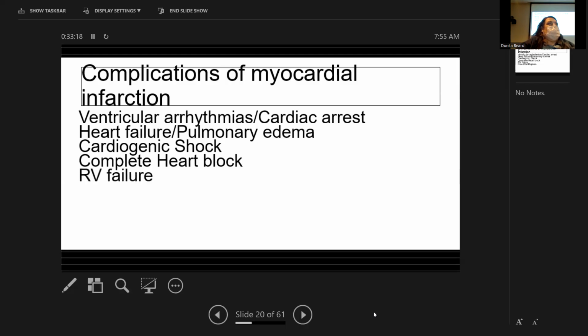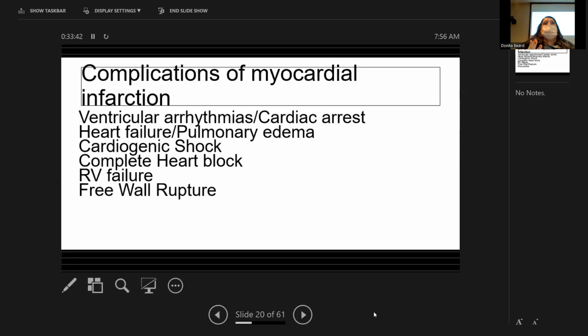RV failure, so same thing in inferior infarcts. You can get what's called RV infarct, and they're very difficult to manage and associated with high mortality and morbidity. Free wall rupture too, so especially LAD infarctions. Some of these are late, and we'll talk about them.